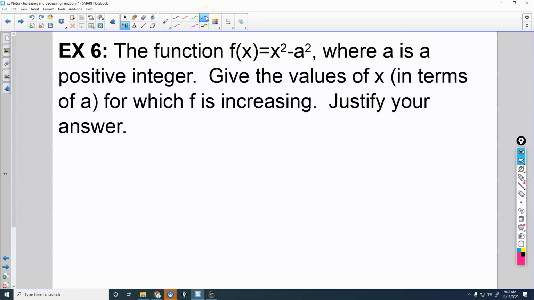So if we have f of x equals x squared minus a squared, and a is a positive integer, we have to give the values of x, although I don't know if it matters that a is positive, but that's okay. Give the values of x in terms of a for which f is increasing. So if we're looking for increasing, we can't look at this function. We've got to look at its derivative, right?